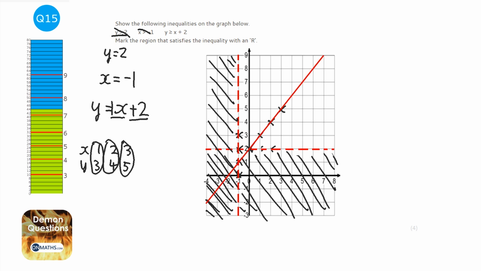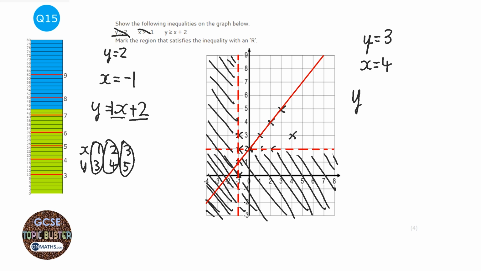Okay, now the complicated part of this is figuring out which side of this line to shade in. So what I do is I always pick a point. So let's pick this point here. It doesn't matter which point you pick. So at that point there, x is 4 and y is 3.